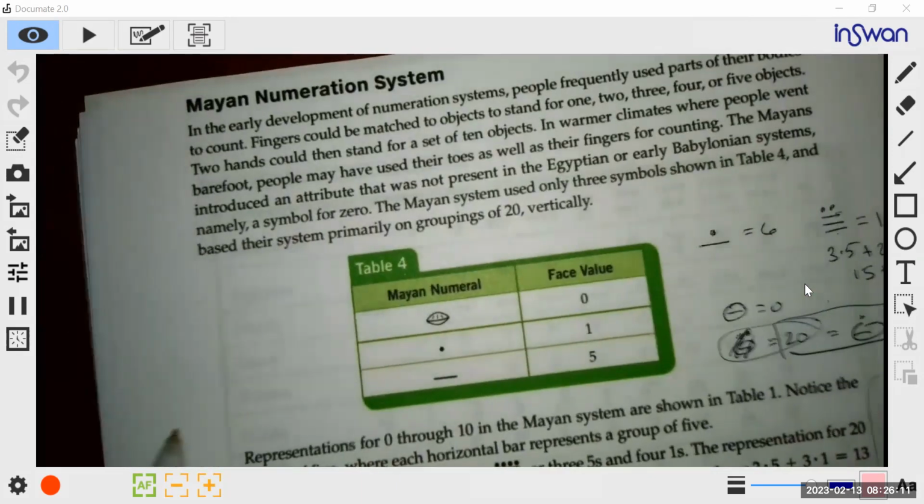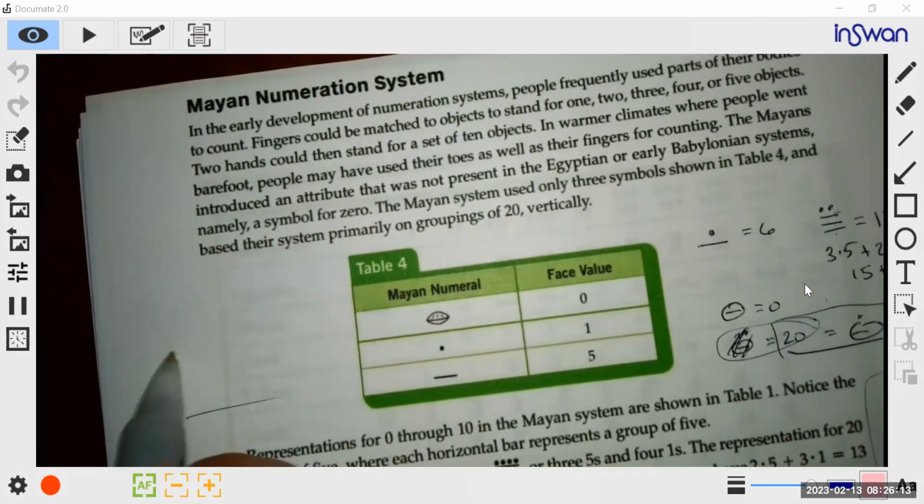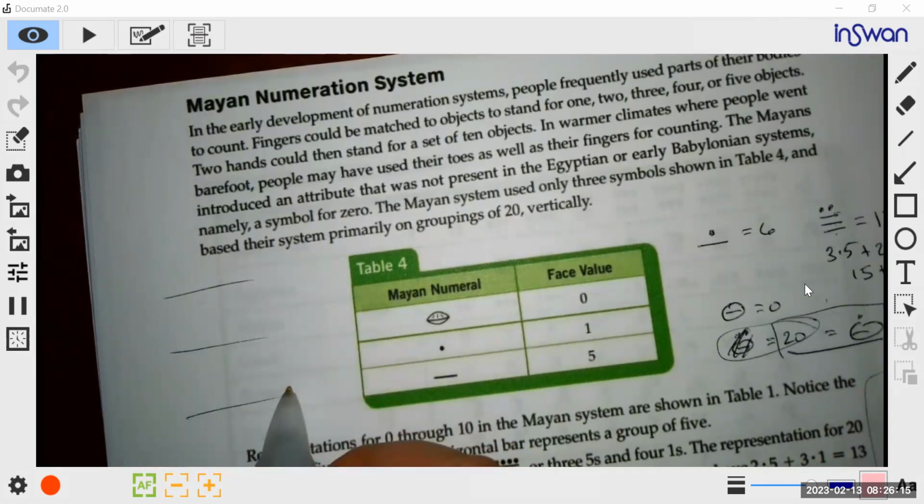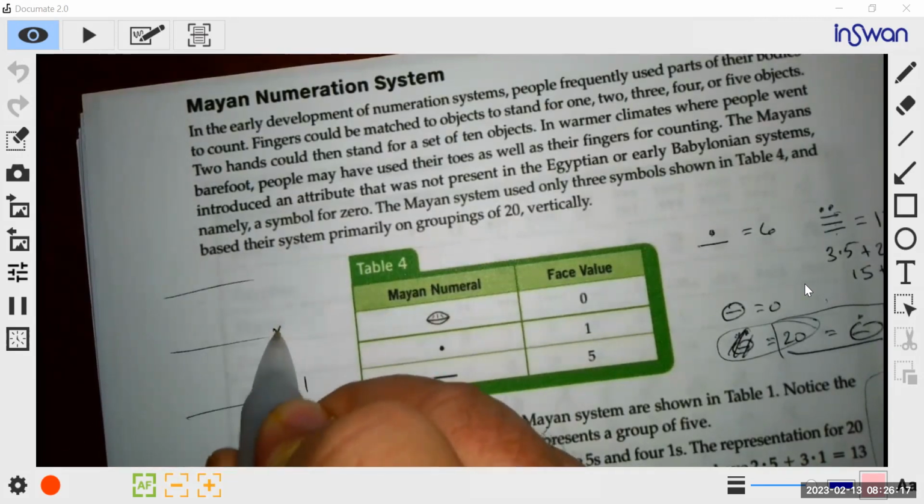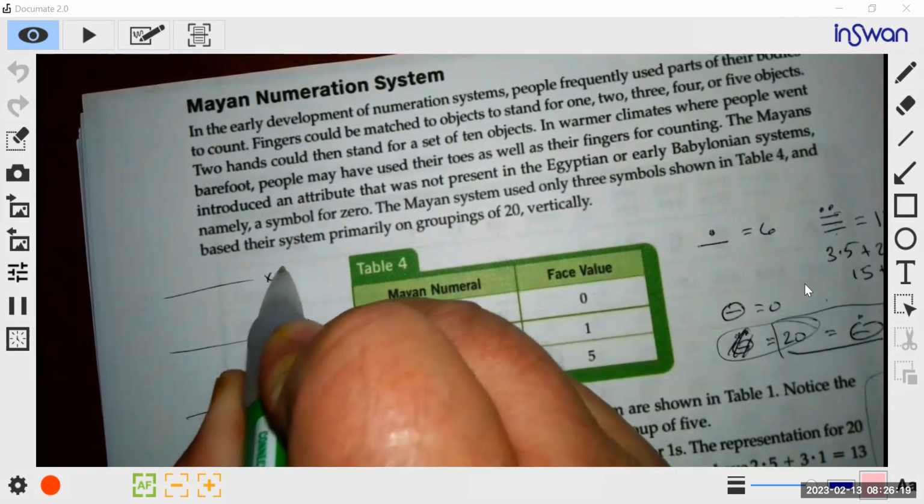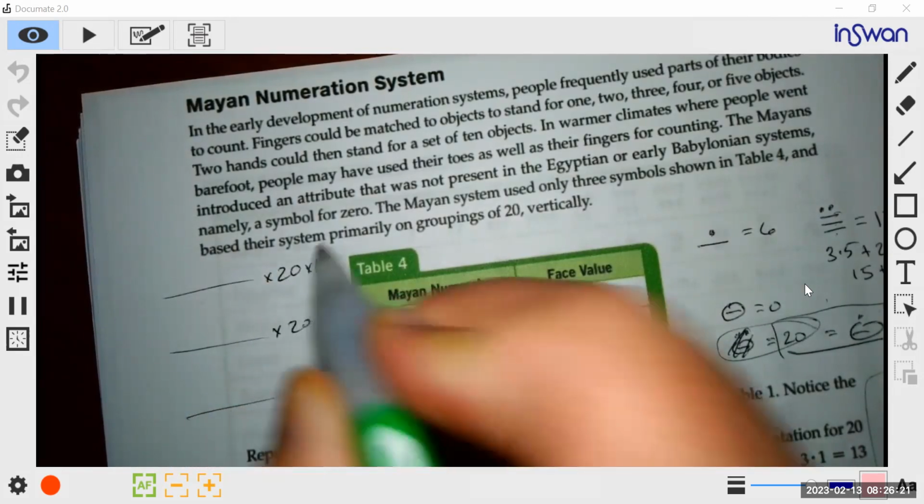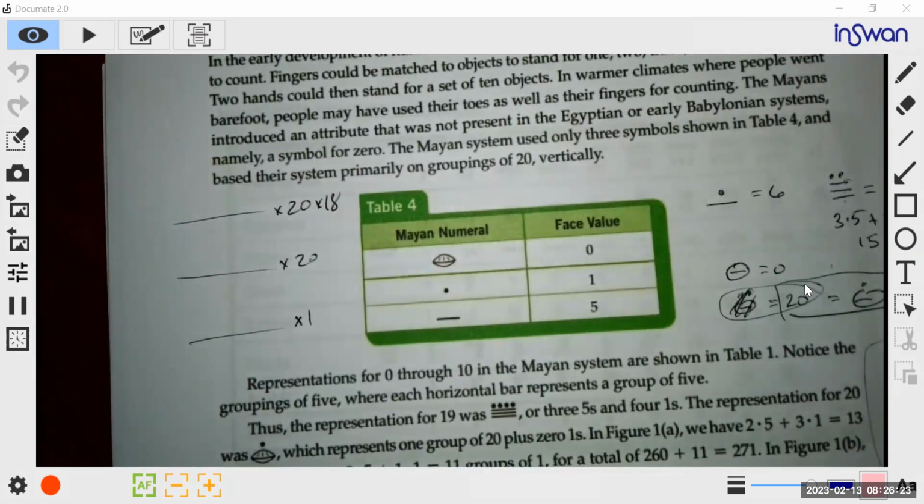So in the Mayan numbers, this is times 1, times 20, times 20, times 18, and so on and so forth. Times 18, times 18, right?